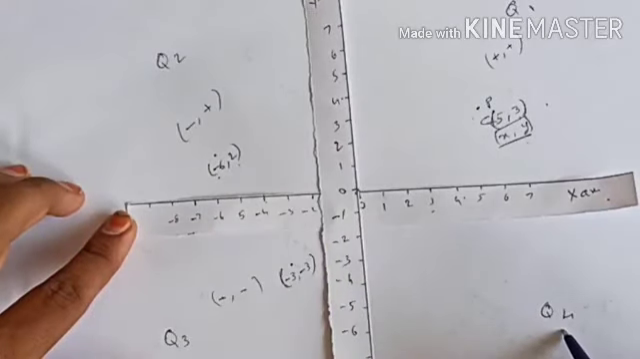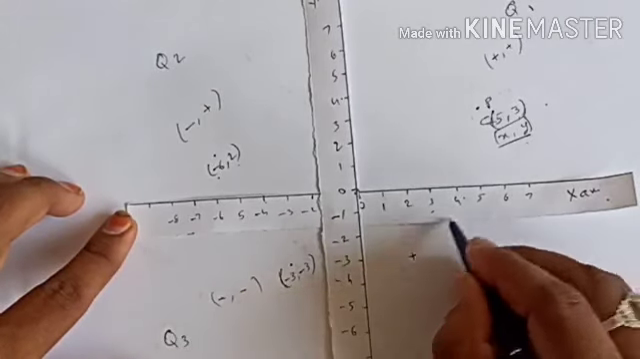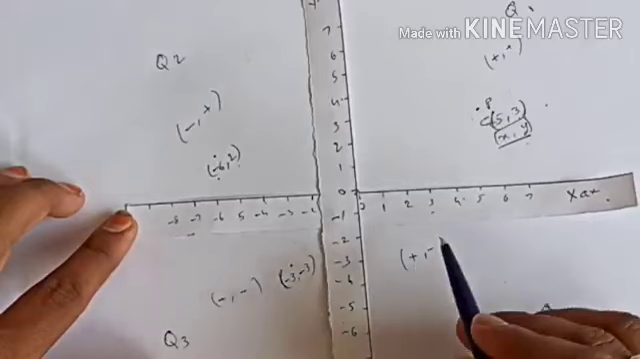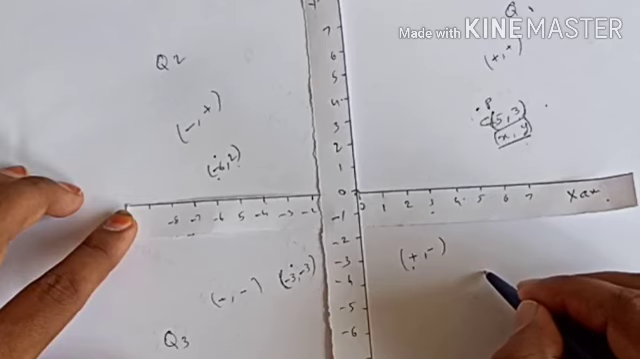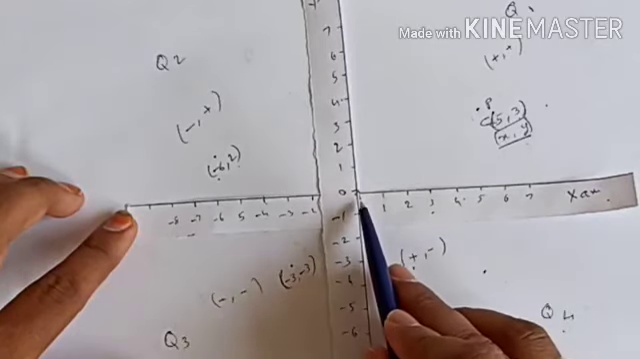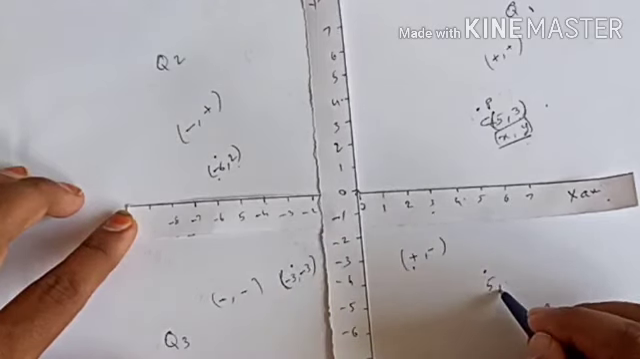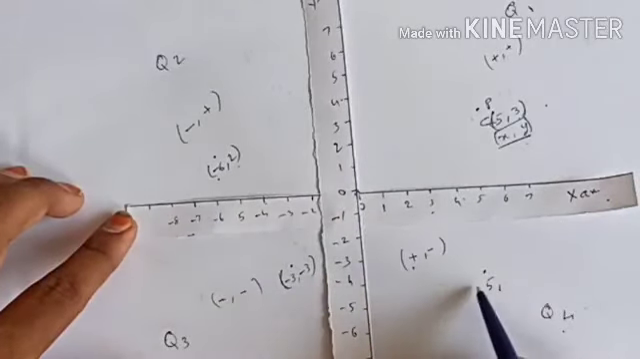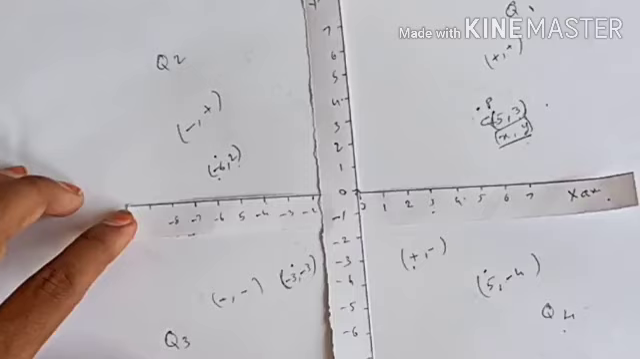Now in quadrant number 4, x values are positive and y values are negative. Suppose I place a point here. From the y-axis it is 5 units distance, so we'll write 5 first. And from the x-axis it is 4 units distance. So it is (5, -4). In this way we have to identify the points.